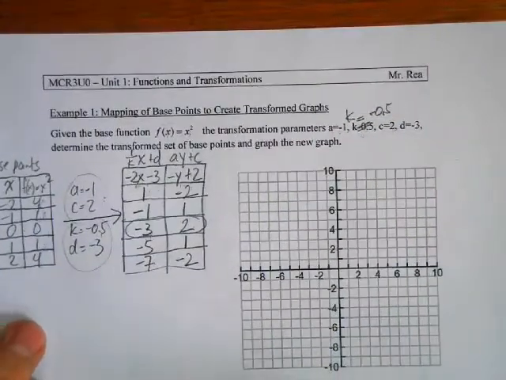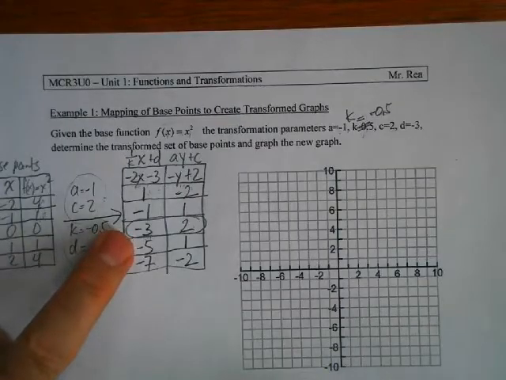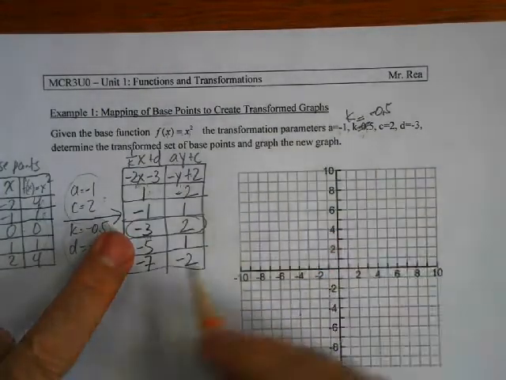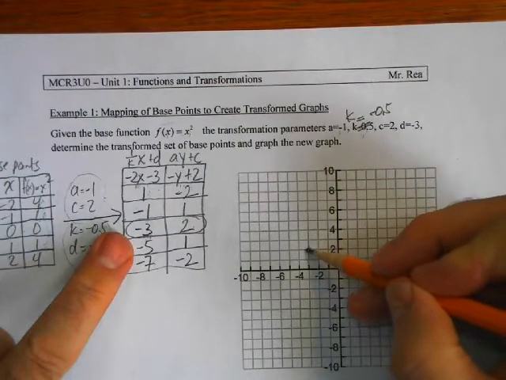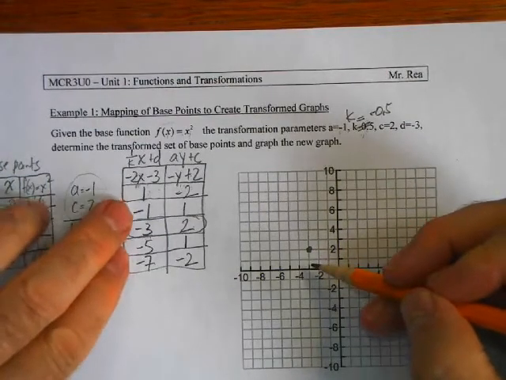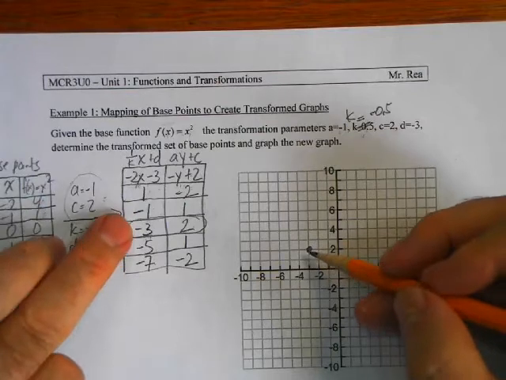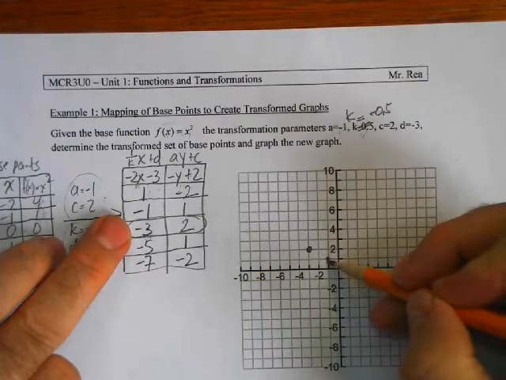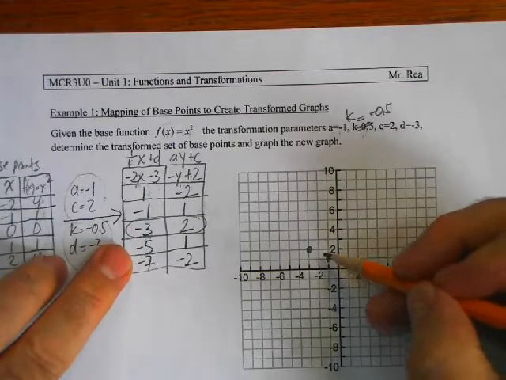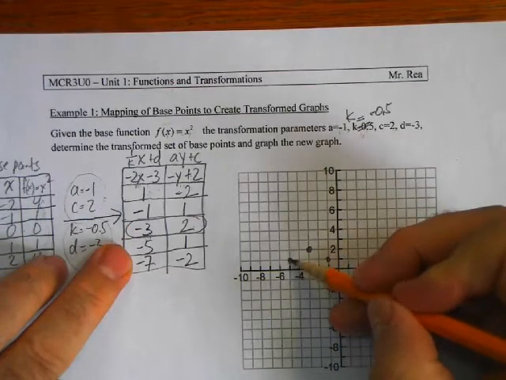So I like to start with the vertex for the quadratics, which this is. So negative 3, 2 is going to be negative 3, 2 right there. And then I've got these two mirror points. So I've got negative 1, 1, which is here, and negative 5, 1, which is here.